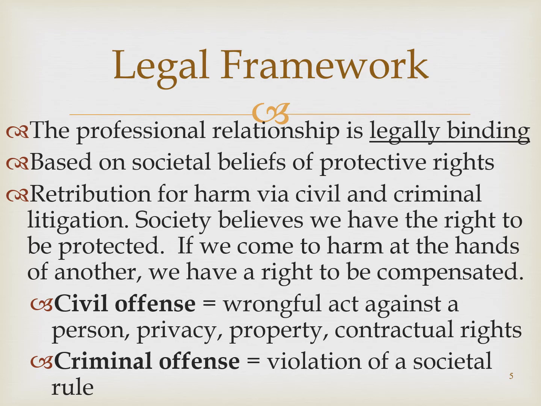A criminal offense is called a violation of societal rule. The societal rule is what says don't kill. It's wrong to kill somebody. It's wrong to steal from somebody. And it's wrong to commit murder, whatever. Those are all criminal offenses.